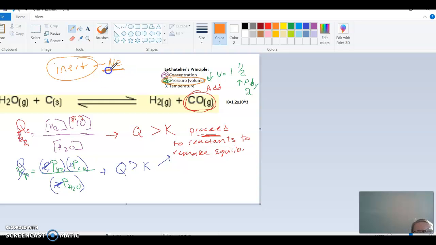So let's say I add neon. Well, where does neon even fit into this Q expression? It doesn't. So if the Ne or neon doesn't even go into the K or the Q, then it can't affect equilibrium. So what would happen if you add an inert gas? Nothing would happen. It doesn't affect equilibrium because it doesn't affect your K expression.